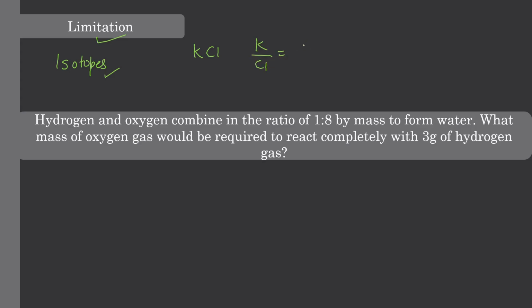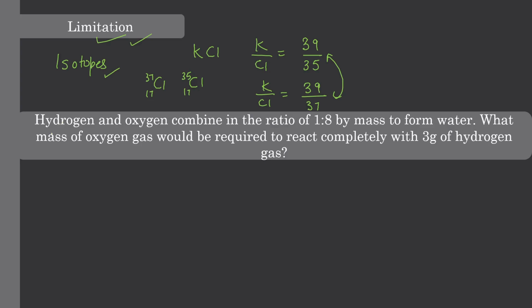Mass of potassium is 39. One mass of chlorine is 35. For the next ratio of potassium and chlorine, the mass of potassium is 39, but chlorine can be 37, because these two are isotopes. Chlorine can exist as 35. It can also exist as 37. These are the isotopes. So here the ratios are not the same, and hence it becomes the limitation.